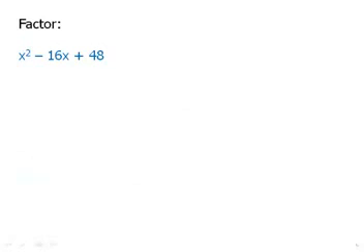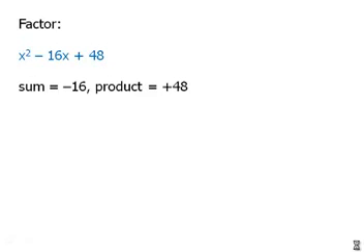Now this one's interesting. Here we have a positive product but a negative sum. Well, how does that happen? Well, this means that both the numbers are negative. Because in other words, if you have negative times negative, that will give you a positive, but if you have negative plus negative, that will give you a negative. So both numbers must be negative. So we need two numbers that multiply to 48. And really one way to think about it is they multiply to 48 and have a sum of positive 16, and then we'll just make them both negative.